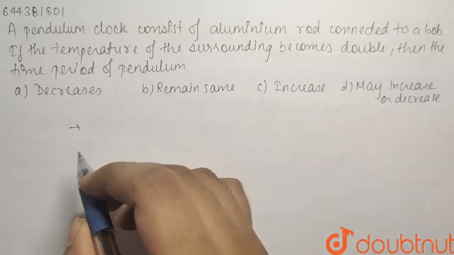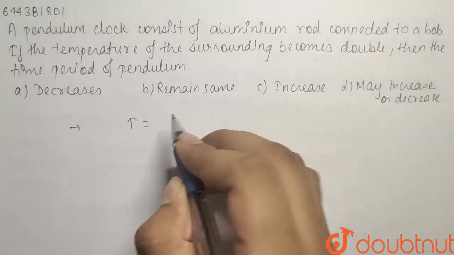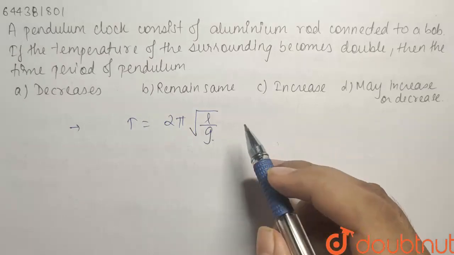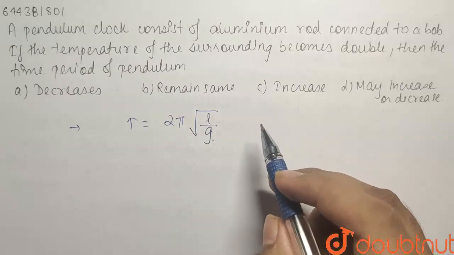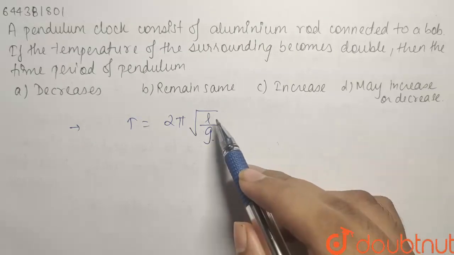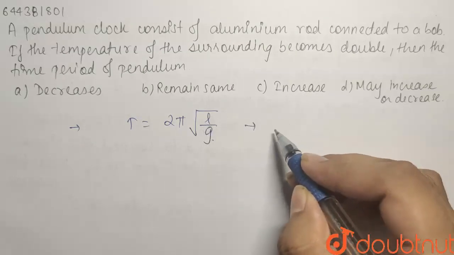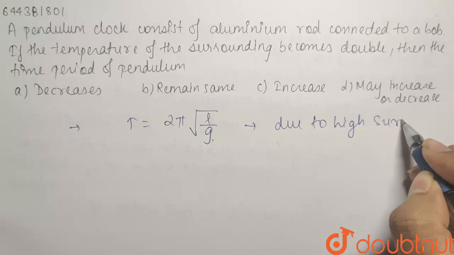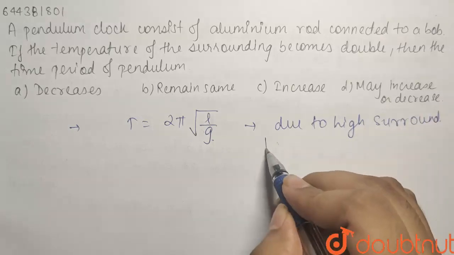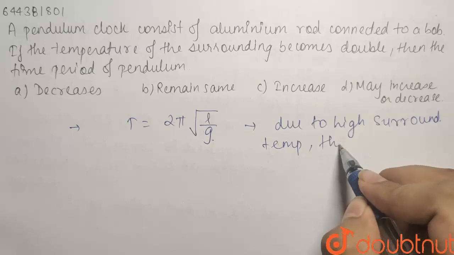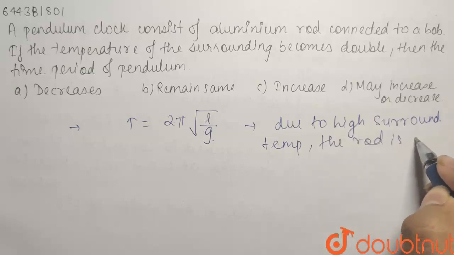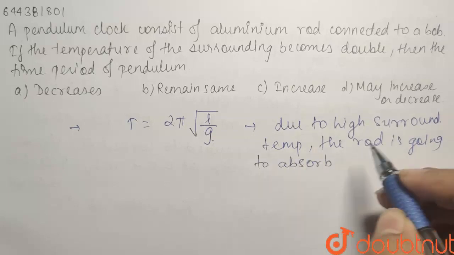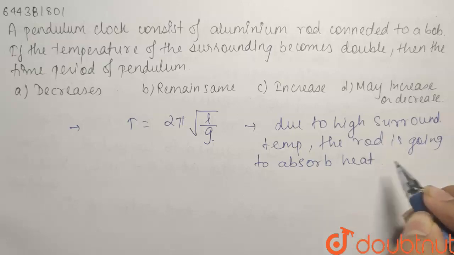So what you have is, we know that time period of a pendulum is given by 2 pi under root L by g. So if the temperature of the surrounding is doubled, then it is obvious that some amount of heat is going to be absorbed by the rod. So due to high surrounding temperature, the rod is going to absorb heat, and we know that aluminium is a very good conductor of heat.